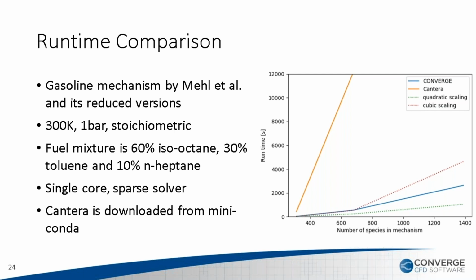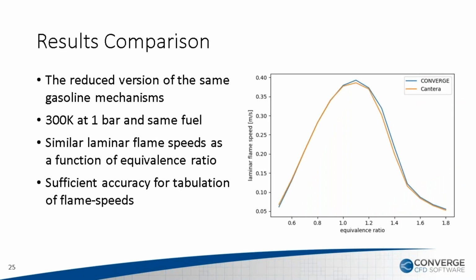As you can see, with this sparse matrix approach, Converge, the blue line, is scaling between quadratic and cubic. Versus Cantera, the scaling is more than cubic, and it's probably too impractical to run Cantera for a mechanism of this size. Obviously the sparse solver requires you to have nitrogen in your system, which should be the case for most use cases. We compare the result for the same case, but now we are changing the equivalence ratio.